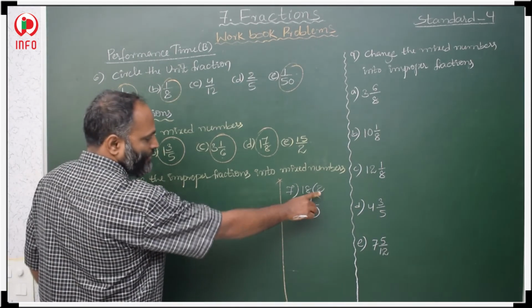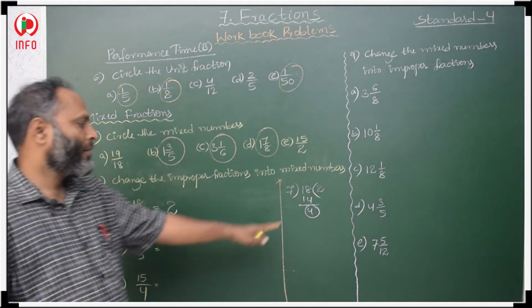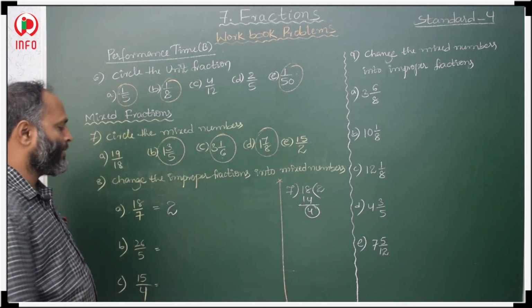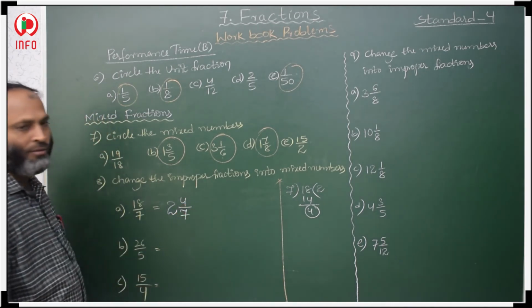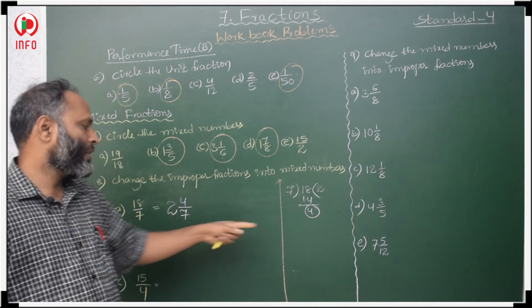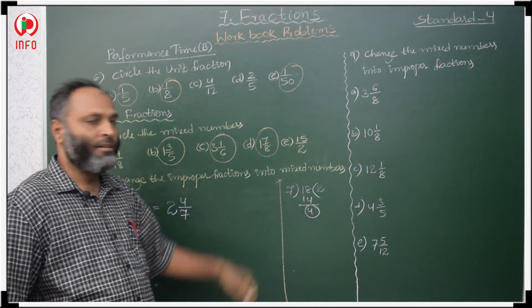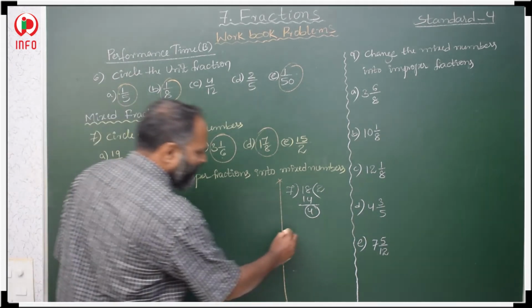First we have to take the quotient, then after that remainder by divisor. Remainder 4 by divisor 7, so 4 by 7. First we have to write the quotient, after that remainder by divisor. Now here 5 divides 26.